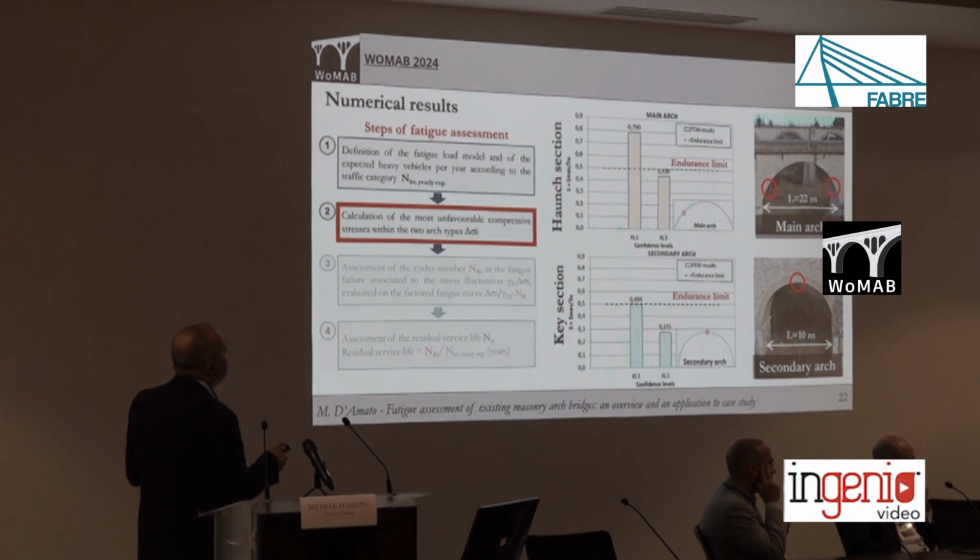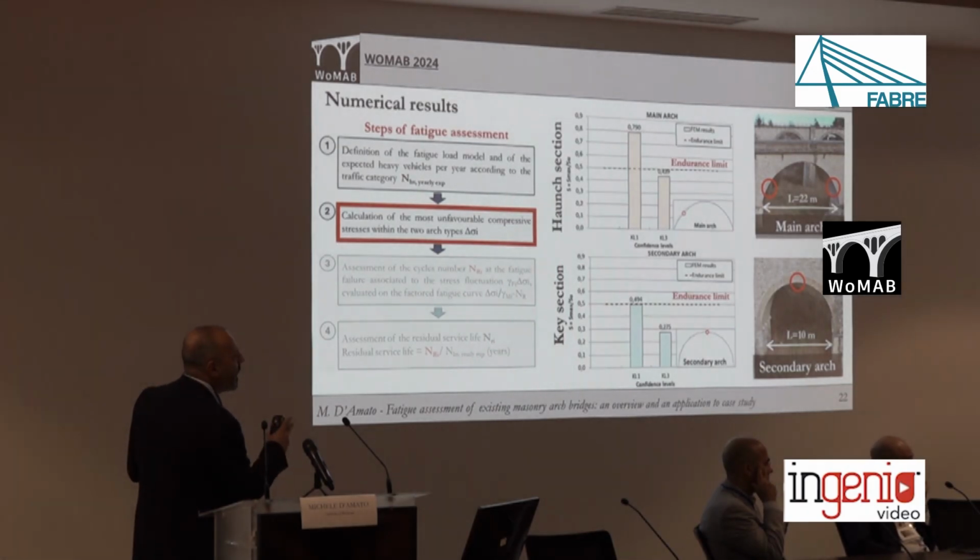The numerical results are reported for the 2 types of arches considered, the main arch and the secondary arch. We consider as well 2 knowledge levels according to the Italian standards, knowledge 1 and knowledge 3. According to this approach, we can consider 2 different kinds of compressive strength for the masonry.